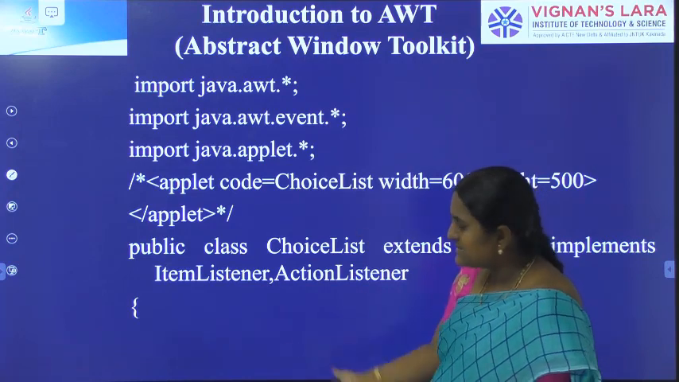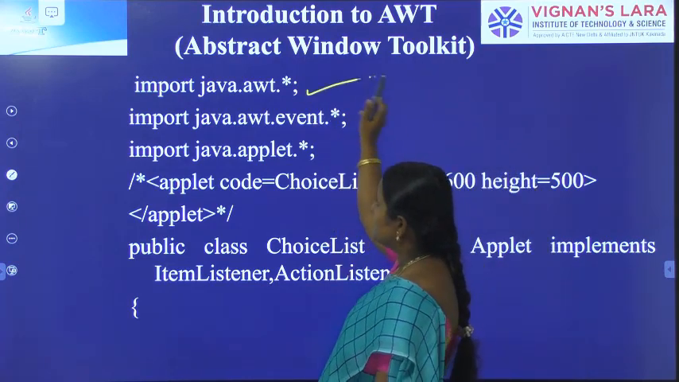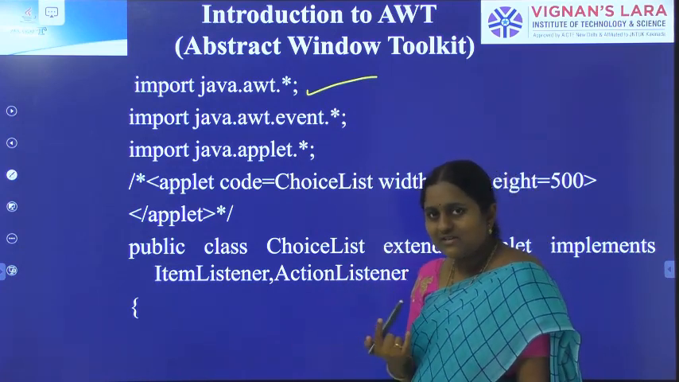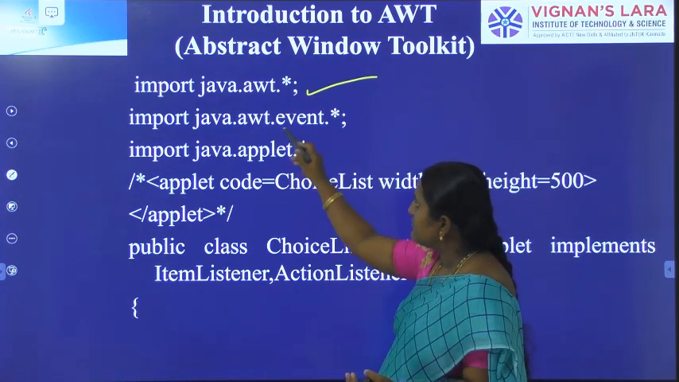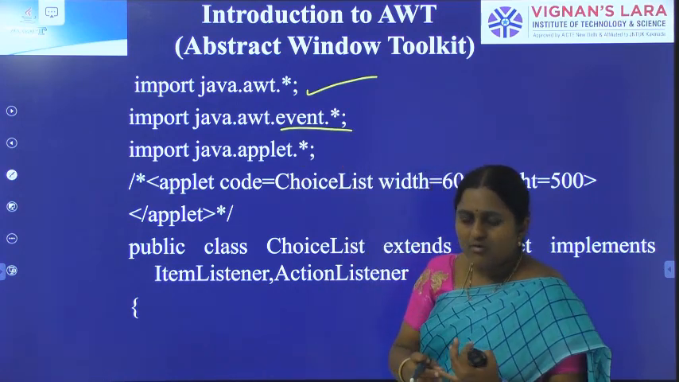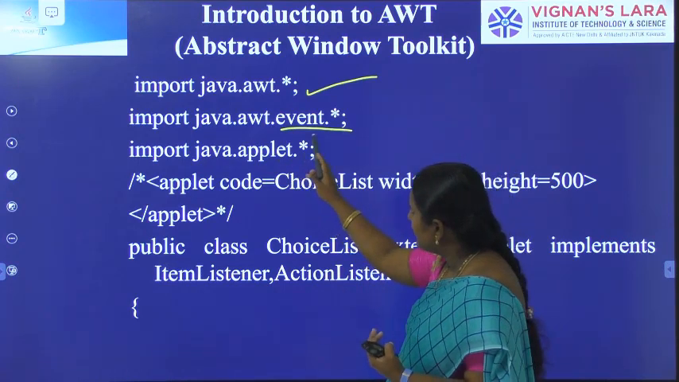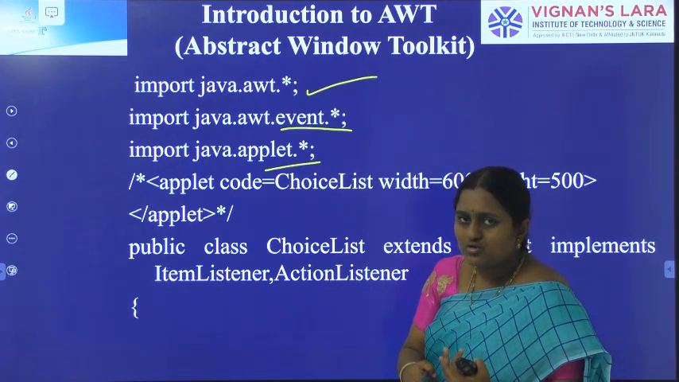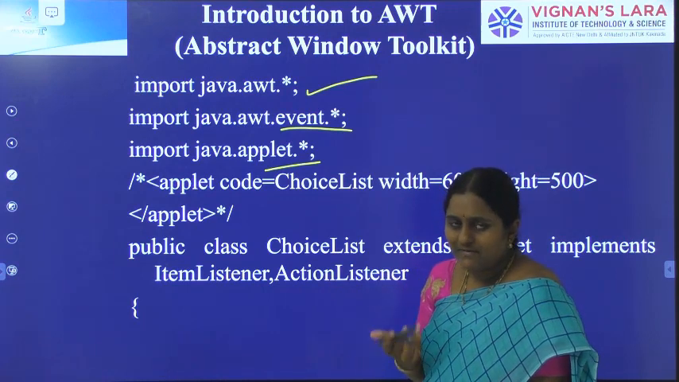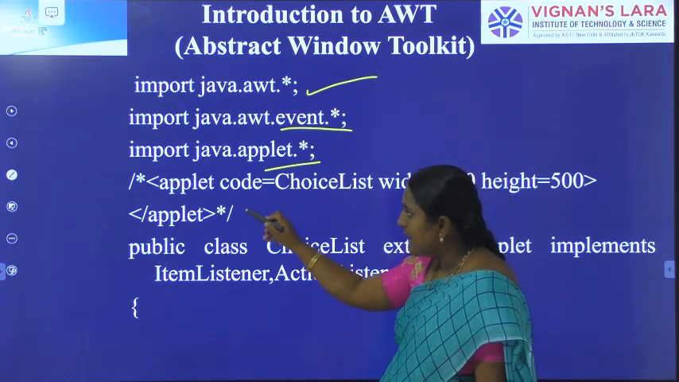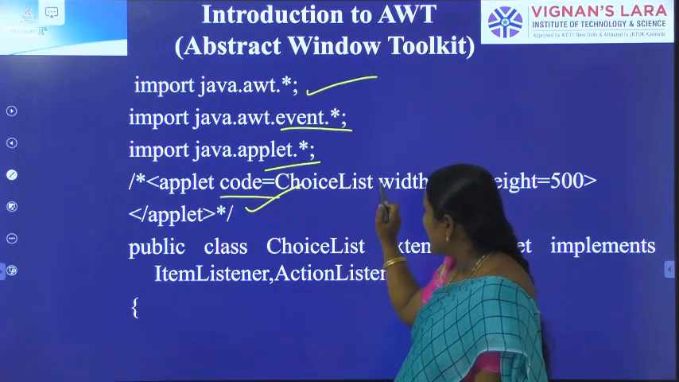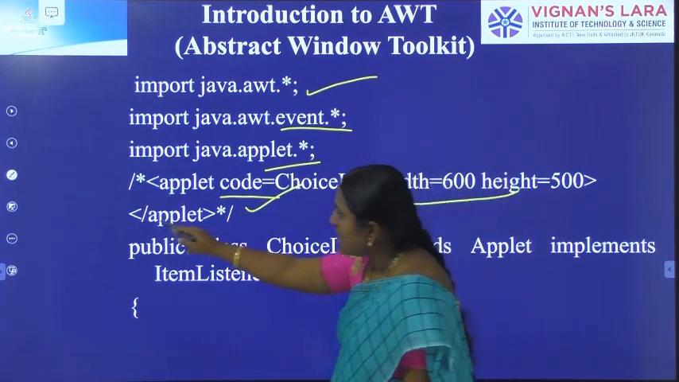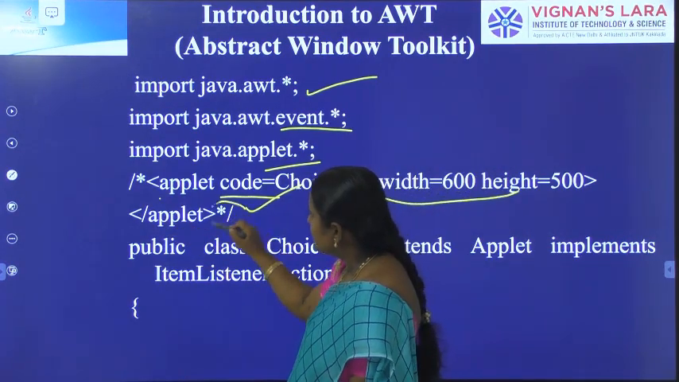So here, let us see the program. First we import packages: import java.awt.*. List and Choice, these two GUI components, are present in the AWT package. Next, java.awt.event. In order to handle the events, we have the event package. Next, java.applet, because we are implementing the applet program by using the appletviewer tool, and all the corresponding classes are available in the applet package. Next we have to write the applet code, mentioned in the comment lines: applet code equals ChoiceList, and we set the width and height attributes of the window. Next we close the applet tag, and then close the comments.